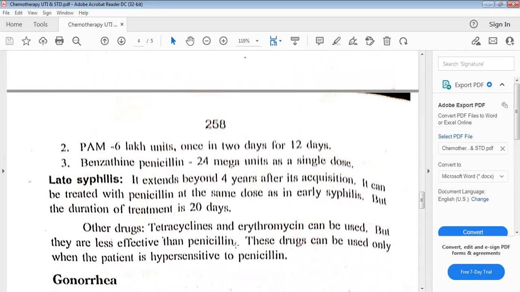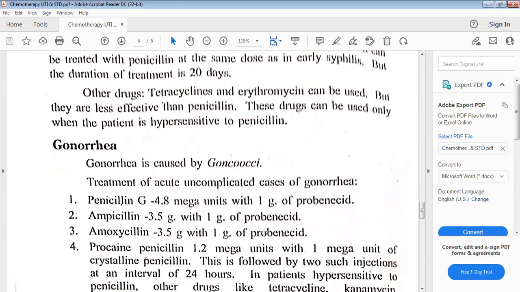Now, some other drugs like tetracycline and erythromycin can be used, but they are not as effective as penicillin. However, we want to give penicillin because it is the best drug, but sometimes people have an allergic reaction to penicillin, or they are hypersensitive to penicillin. So in such cases, we must make use of tetracyclines and erythromycin.